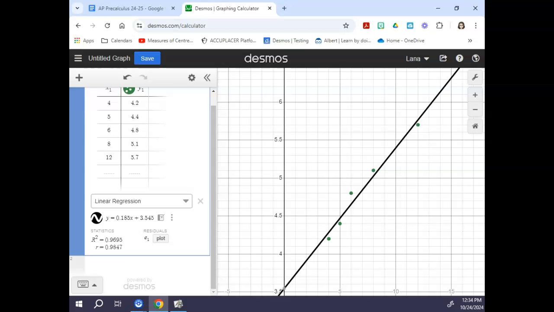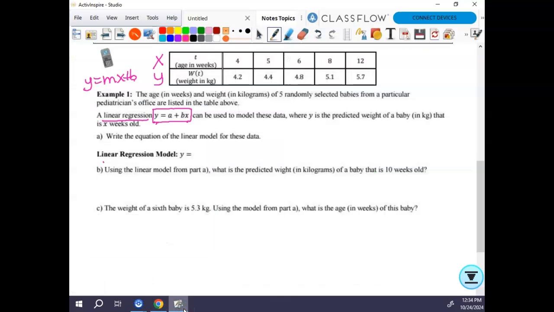So we're going to take this information, and we're going to write our linear regression model. From that, I don't start with the 0.185 because I need the y-intercept, basically, which is 3.545 plus 0.185x. Now this is the model that will be the predicted weight of the baby. So it is a prediction.